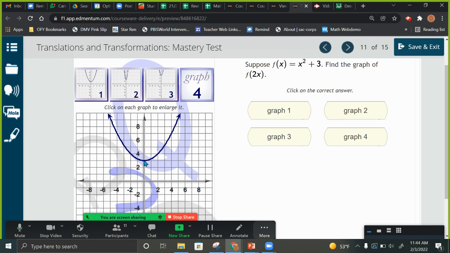And for graph 4, this one is at the correct height at 3. However, this is wider than our normal parabola. And we know that doing our transformation of 2x is going to make it skinnier because all the x numbers were multiplied by 1/2. This looks like they were actually pulled out horizontally, not smashed in horizontally. So we would choose graph 2 here.